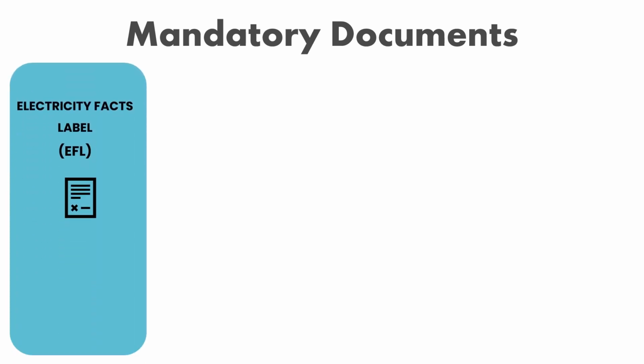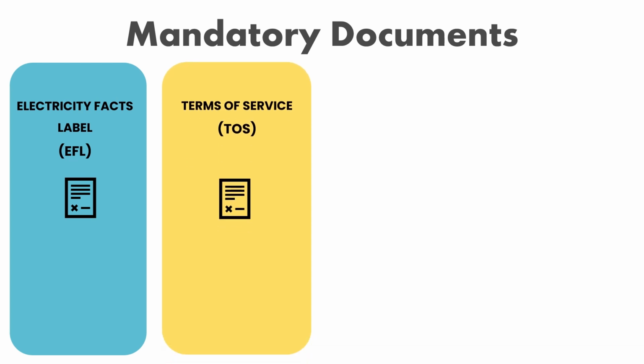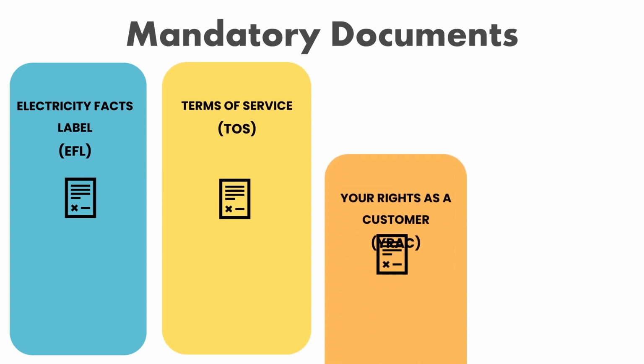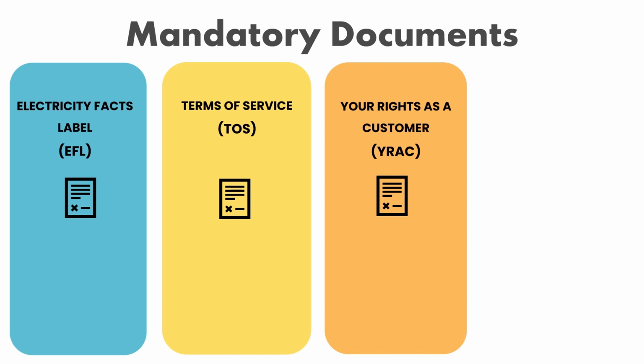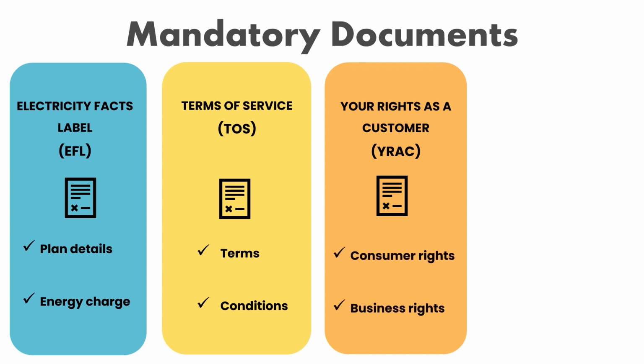In the enrollment phase, we send customers 3 mandatory documents: the Electricity Facts Label or EFL, the Terms of Service or TOS, and Your Rights as a Customer or the YRAC. We send these documents to stay in compliance under the Public Utility Commission of Texas. These mandatory documents help the customer understand how their plan details and energy charges will apply, the terms and conditions of the contract, and their rights as consumers and our rights as a business.